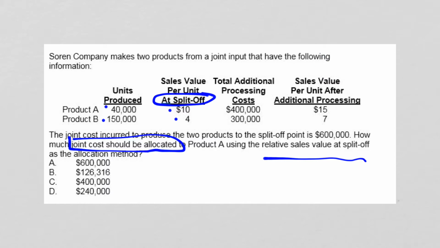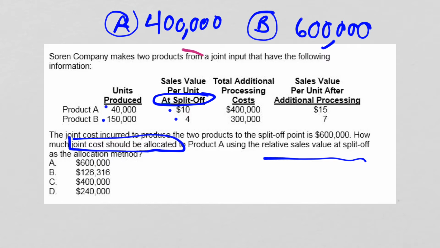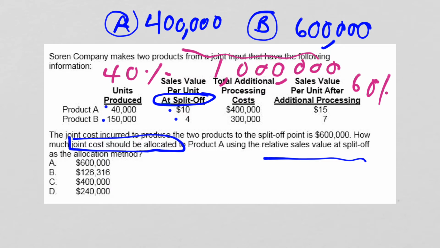So 40,000 times $10 is 400,000. That's for product A. Product B is 150 times $4, and that will yield 600,000. So that's your relative sales value between the two, multiplied out, so it's a weighted average. The total of these two is $1 million. And now we can do the relative weight. So for product A, it's 40%. B, it's 60%.